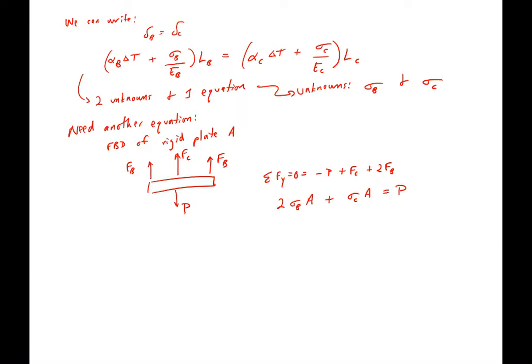So now we have two equations and two unknowns. Here's one equation. Here's our second equation. Right? We can solve for sigma B in this case. That's just going to look like 1 over 2A times P minus sigma C times A.